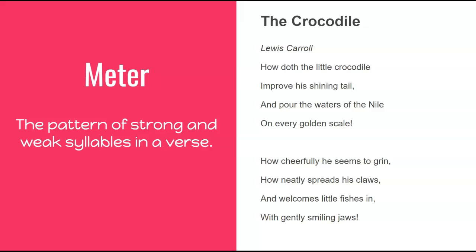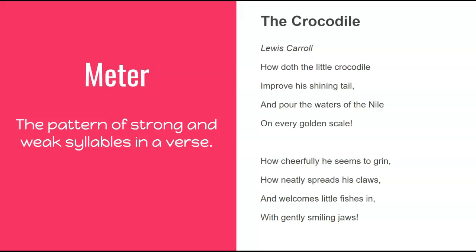Our second verse is "improve his shining tail." Okay, here we go. Improve, two syllables. His, one syllable. Shining, two syllables. Tail, one syllable. So for our second verse, we have 1, 2, 3, 4, 5, 6 syllables in that one.